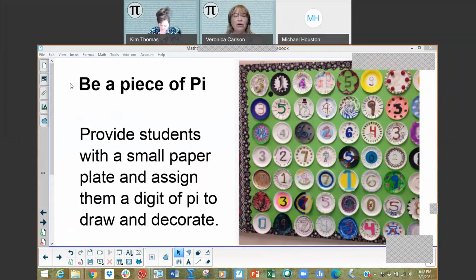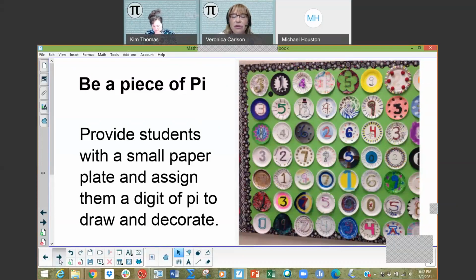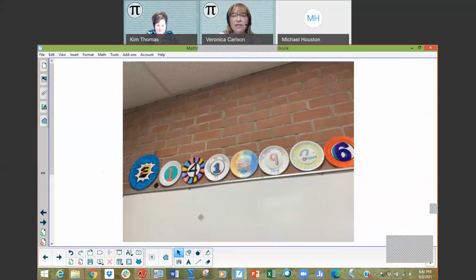And here is a display that I had in my classroom where the three, it doesn't look like it, but it's a bigger paper plate. And then the other numbers are on an inexpensive plate that I distribute and give to students so that they can then decorate their own piece of pie. I have a little sign up sheet, and sometimes students have their favorite number. So they pick the number that they would desire, and I give them a few days to decorate.